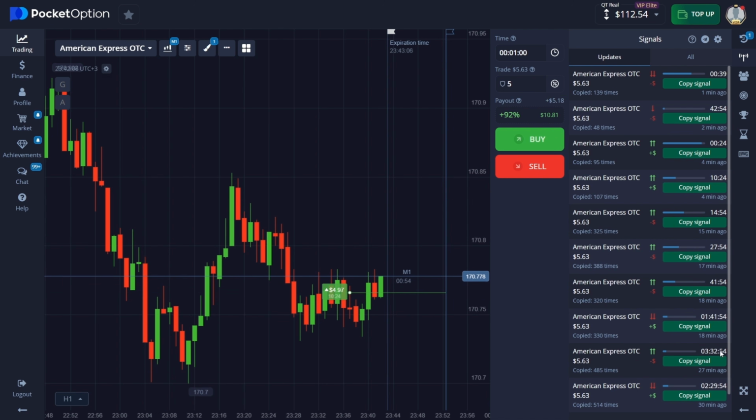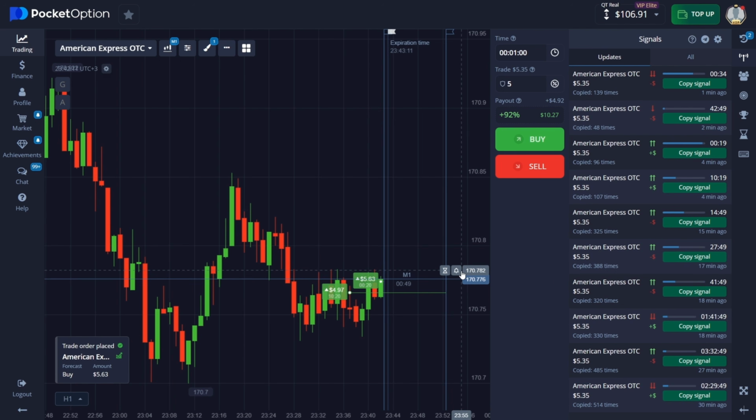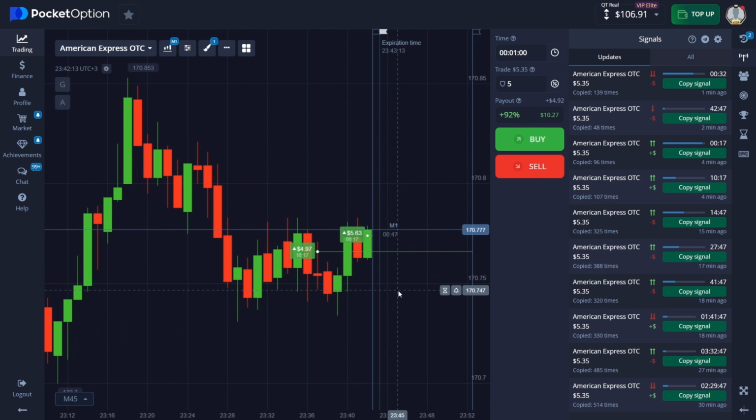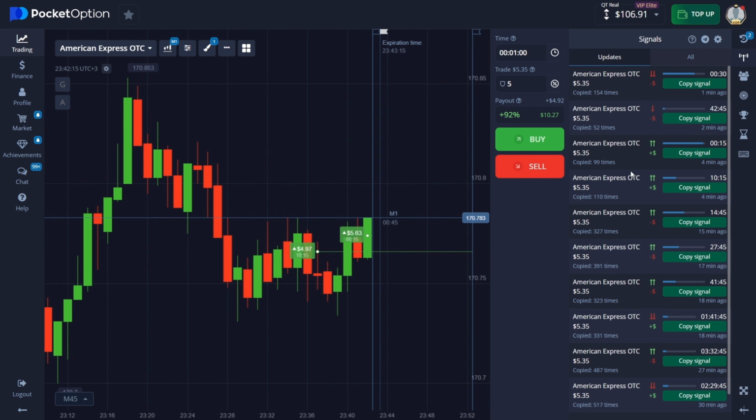Let's find another trade for the lower time frame. Here we have a trade for 20 seconds. I copied the trade, and the copy time was also 99. The trade is in our favor. This was an upside trade.